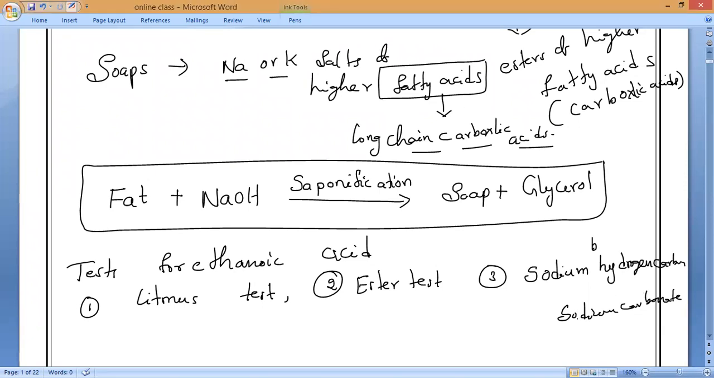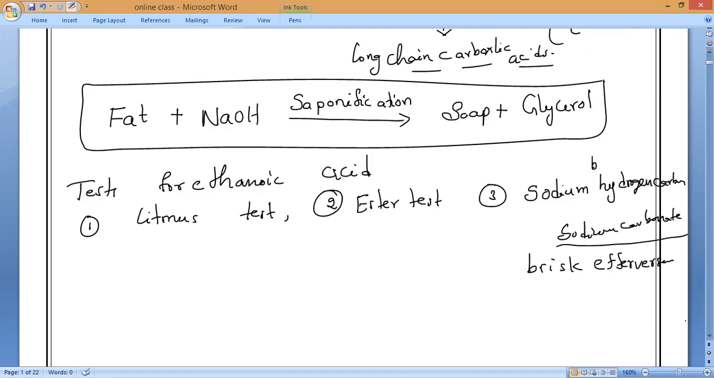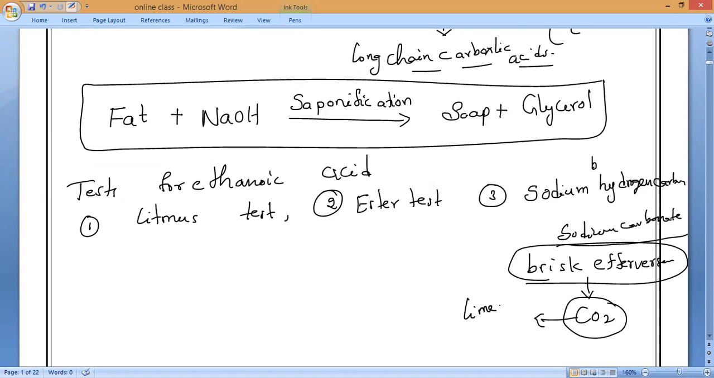What is the most reacting test? It will react with sodium hydrogen carbonate. What will happen? It will produce a brisk effervescence on addition of sodium hydrogen carbonate. This brisk effervescence indicates the release of a gas. What is that gas? Carbon dioxide. How can I prove this carbon dioxide? Pass it through lime water, so that it will turn milky.